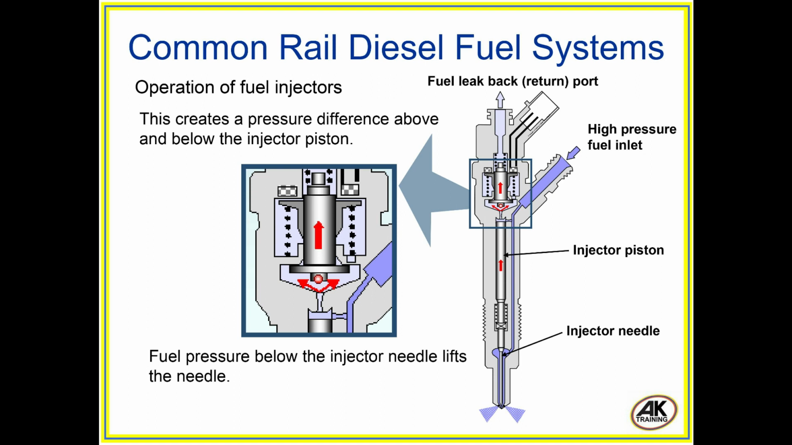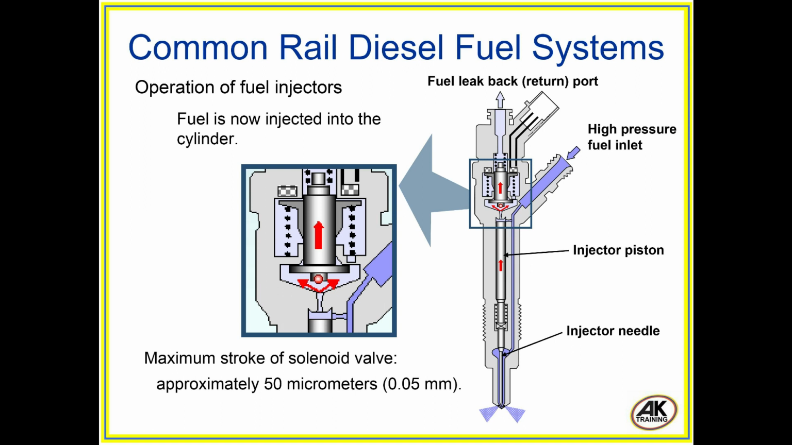This creates a pressure difference above and below the injector piston. Fuel pressure below the injector needle lifts the needle. Fuel is now injected into the cylinder. Maximum stroke of the solenoid valve is approximately 50 micrometers, 0.05 millimeters.